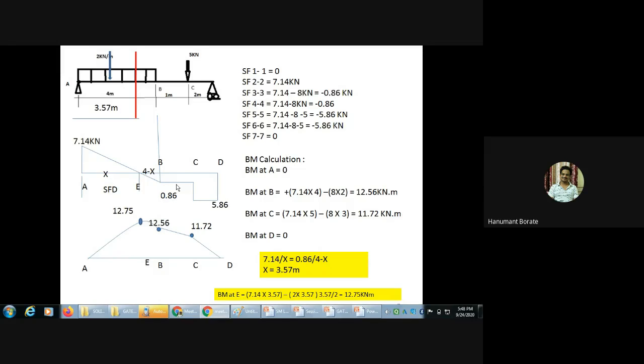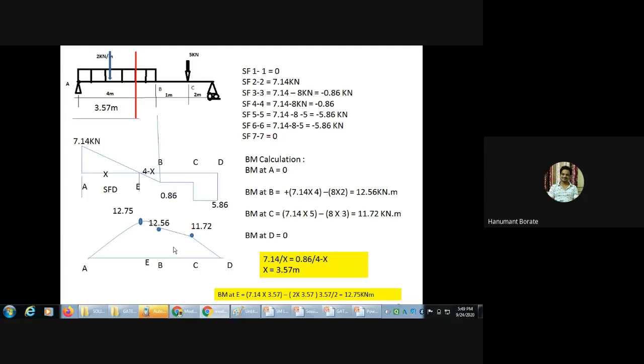One other point is important, that is the point of contraflexure. Point of contraflexure means whenever bending moment changes its sign, that point is called a point of contraflexure. But in this diagram we couldn't find a point of contraflexure because bending moment doesn't change its sign here. It lies only in the positive section. Okay, so how to calculate the point of contraflexure?